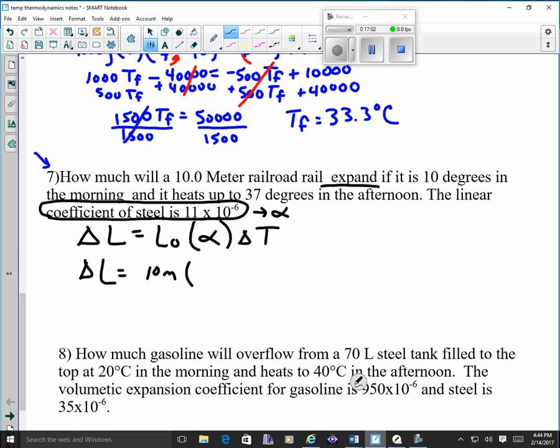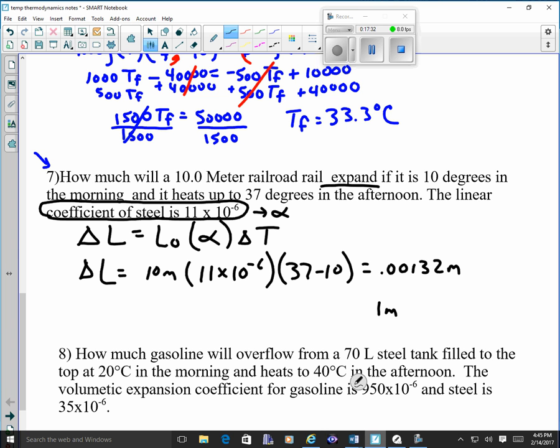That alpha is 11 times 10 to the negative 6. I'm going to have to give that to you. And the change in temperature was final minus initial, so it's 30. So it's not. Hold on here. It's 37 minus 10. And when you put all this together, you end up getting 0.00132 meters, which is about 1 millimeter, which is about the thickness of your fingernail.